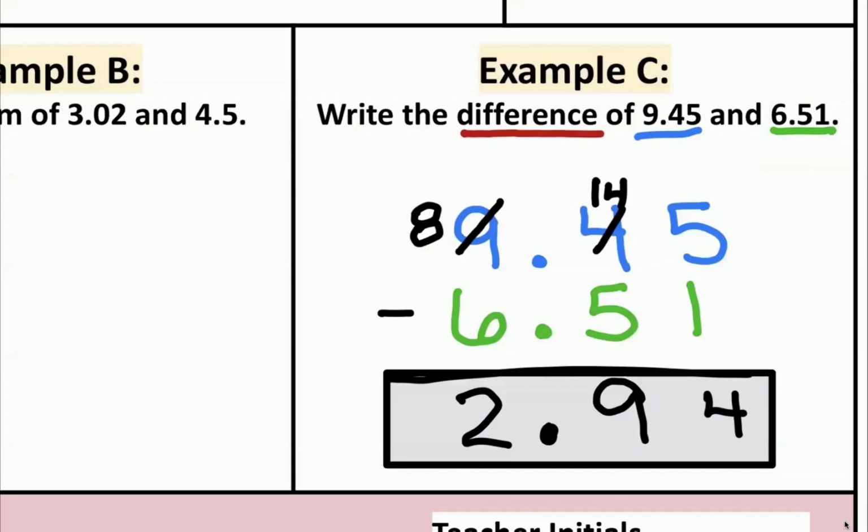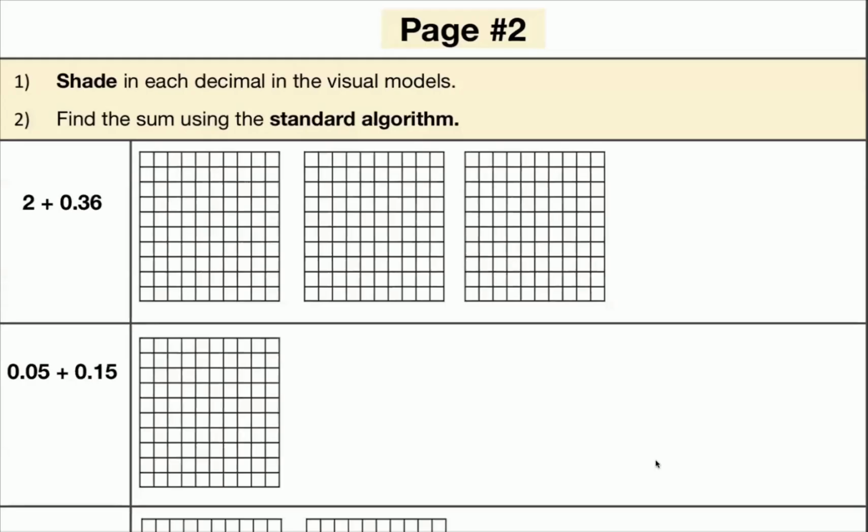Let's go ahead and use estimation to make sure we're on the right track. So if I want to estimate 9 and 45 hundredths, I can round to 9, minus 6 and 51 hundredths, I could round to 7, and 9 minus 7 is 2. If I had $2.94, that is close to $2. Complete the first 2 problems on page 2, then come back to the video to check your work.